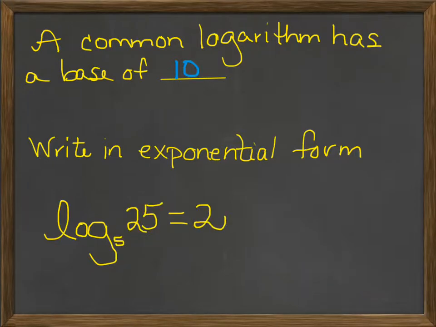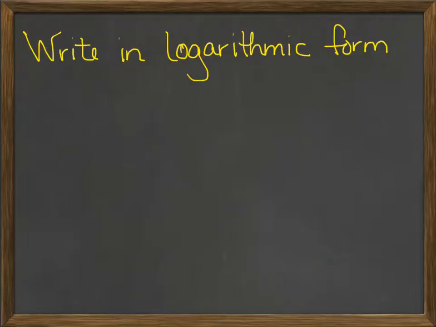This one would be 5 squared equals 25. 3 to the first equals 3. 7 to the 0 equals 1.